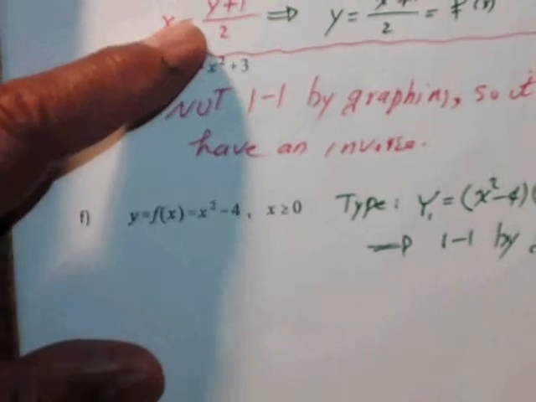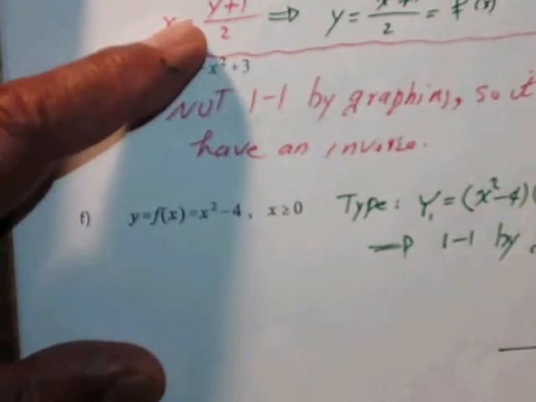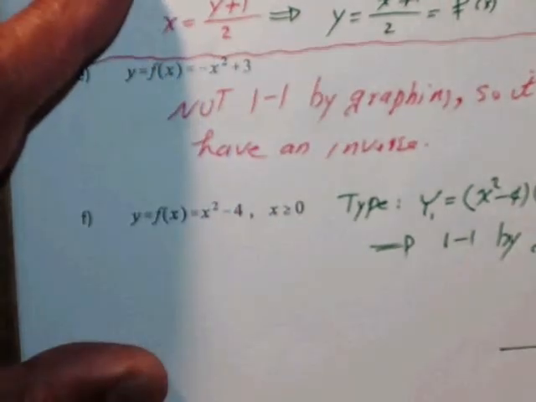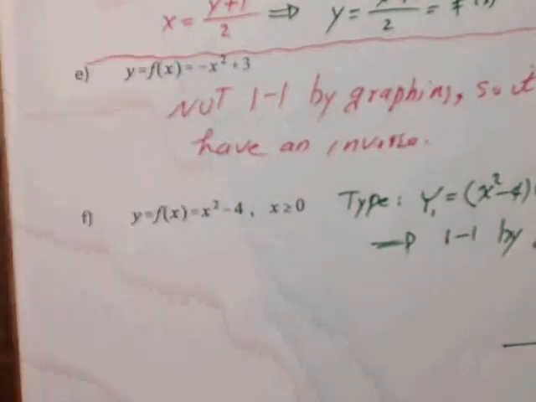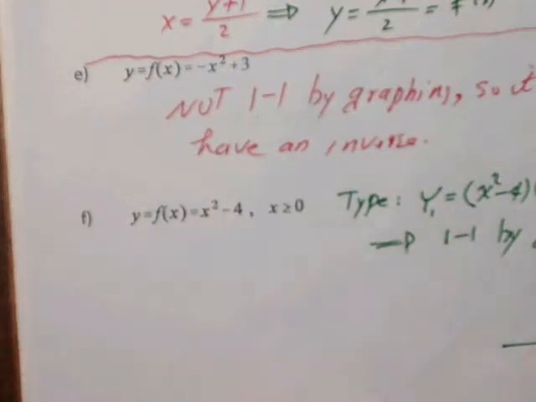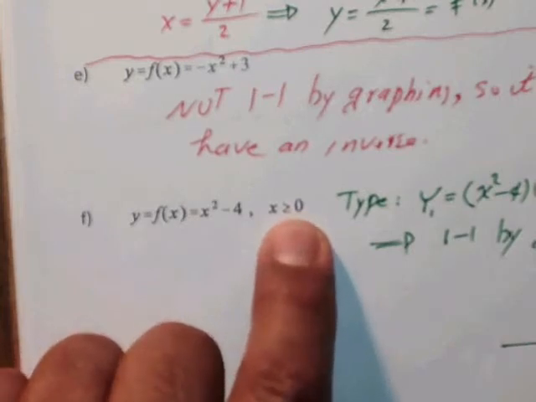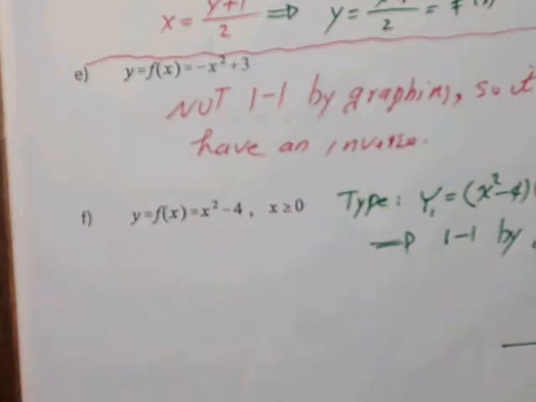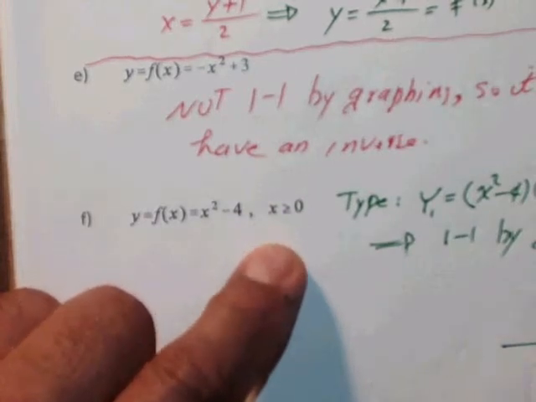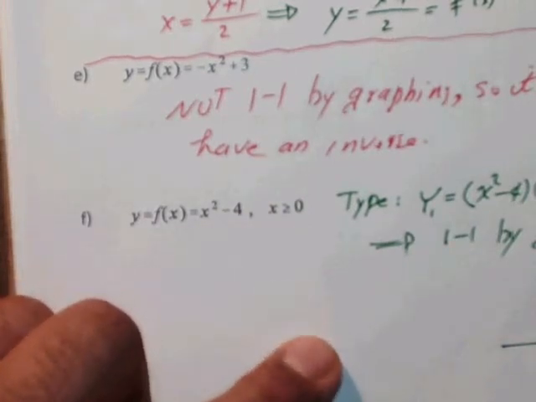Actually, it looks like this. 1, 2, 3, 4. x squared minus 4 for x bigger than or equal to 0. See, the parent function x squared is moved down 4 units, and then I just consider the part. You see, actually, if I didn't have this x bigger than 0, it would look like this. But I don't have this red part.